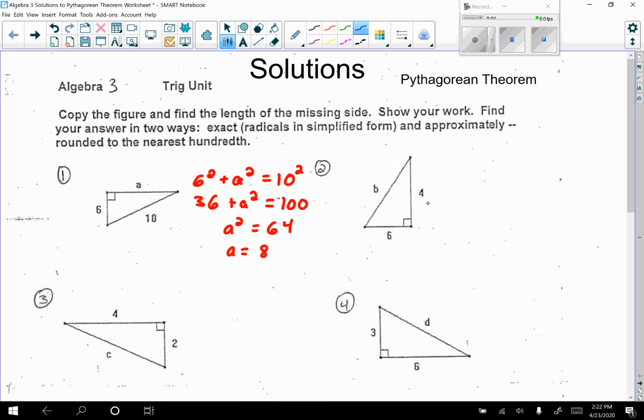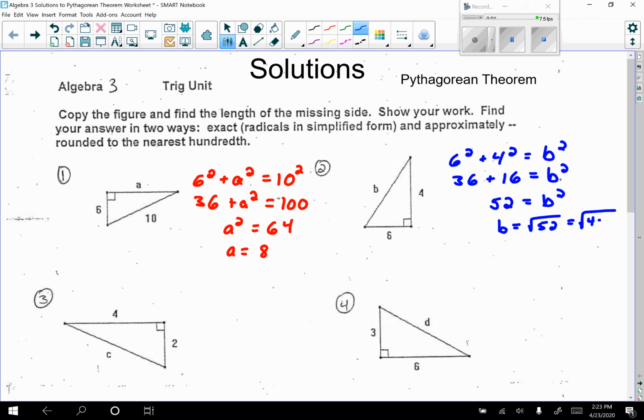Number 2, our two legs are 6 and 4. So we have 6 squared plus 4 squared. Our hypotenuse is b, so that equals b squared. So we're going to get 36 plus 16 equals b squared. Adding 36 and 16, we get 52. And we had an example like this. So b is going to equal the square root of 52, but that's not in simplified form. This is actually 4 times 13. 4 is the largest perfect square. So the exact answer is going to turn out to be 2 radical 13. And then all you have to do is type in the square root of 52 on your calculator. So b is approximately, rounding to the nearest hundredth, 7.21.